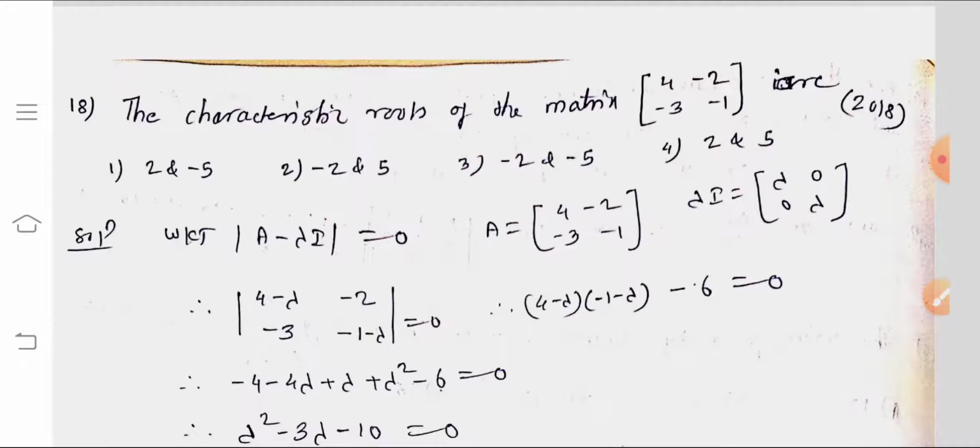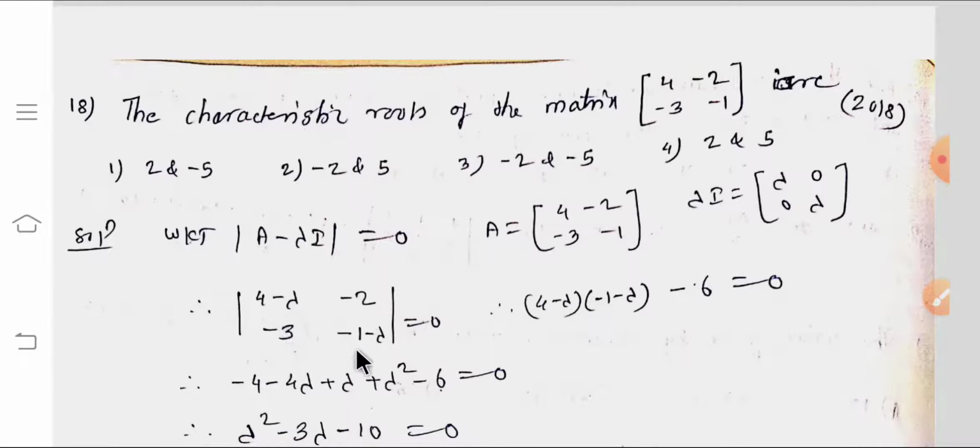The characteristic roots of the matrix [4, -2; -3, 1] are, and the options given are 2 and -5, -2 and 5, -2 and -5, 2 and 5. We know how to write the characteristic equation: determinant of A minus lambda I equal to 0. Lambda I means lambda 0 0 lambda. We subtract lambda from the first element, 4 minus lambda, keep the second element as -2, the third element as -3, and subtract lambda from the last element, 1 minus lambda, equal to 0.